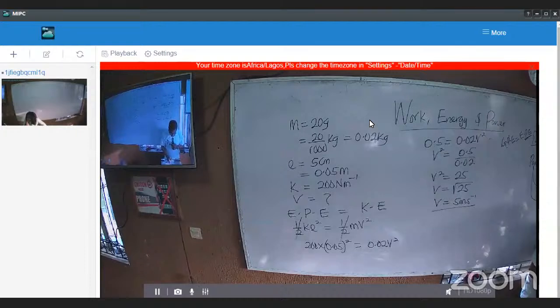Classwork. Everybody should do that. That one shouldn't take more than 10 seconds. Don't forget power. Power expended by the man.